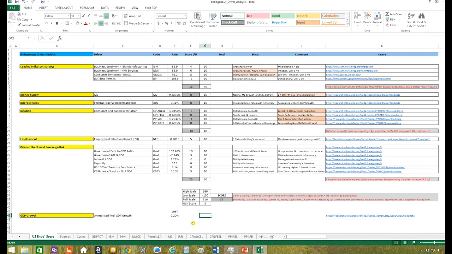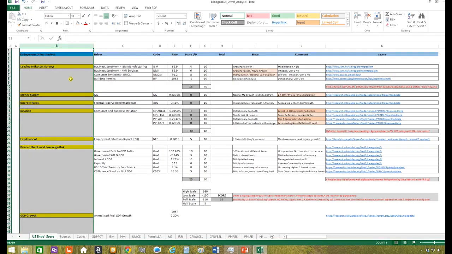So as you can see, we're in the endogenous scorecard section here. Next door is our sources area, and we have all of our drivers here in the endogenous analysis. Now let's start going through everything here from column to column, so we understand everything that's going on here. In the B column, we have the names of our drivers.